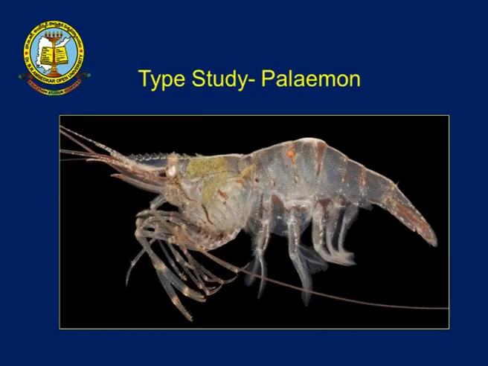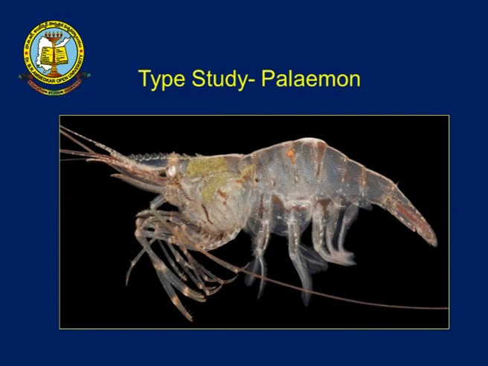Hello everyone, today's topic is the type study of Palaemon. We will try to cover some part of its systems in this particular class. Palaemon, that is freshwater prawns, is what we are going to talk about, and you can see in the picture that lovely Palaemon and what it looks like.